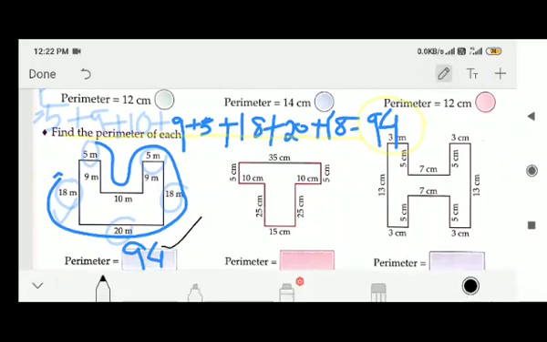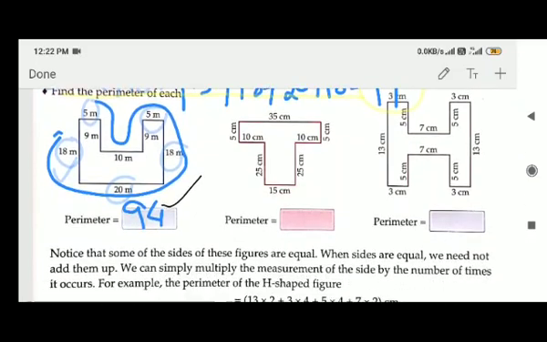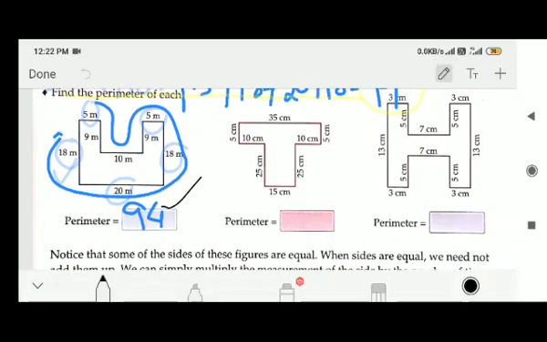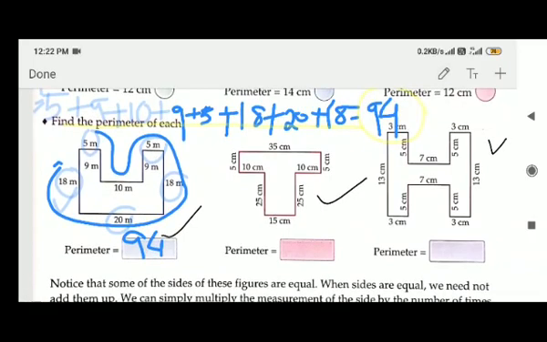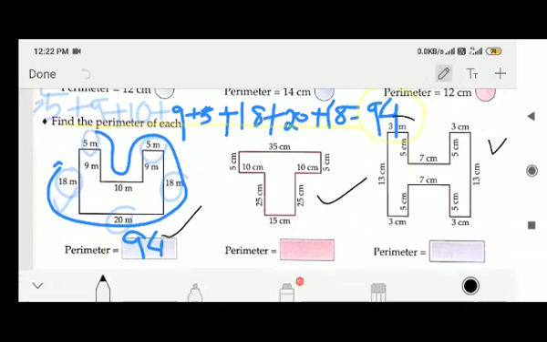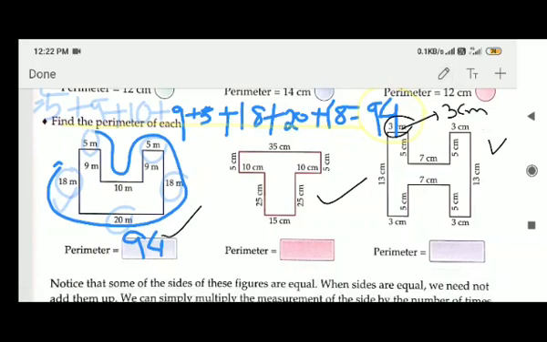Similarly, this is homework for you. Find the perimeter of this figure, and of this figure. Here it is given 3 centimeter. This side is 3 centimeter. So 3, 5, 7, 3, here 5, 13, 3, here again 5, 7, 5, 3, 13. So this is the figure. You should find the perimeter of this figure. You have learned how to find the perimeter of any given figure: add all the sides.